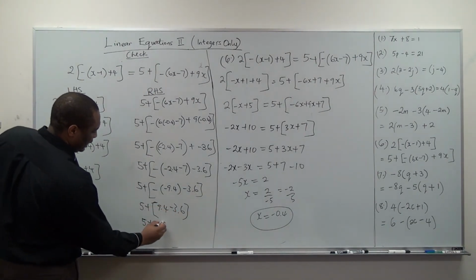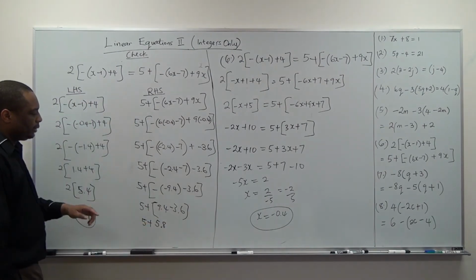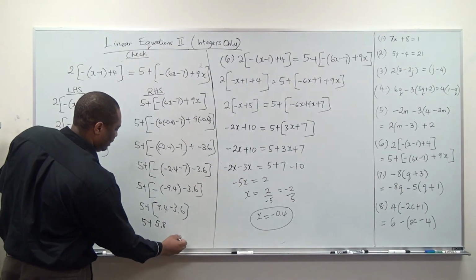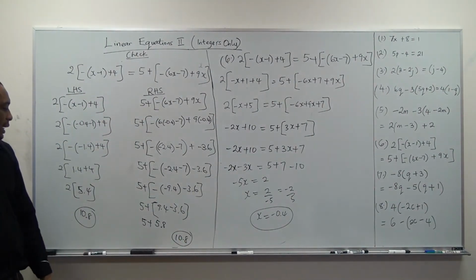14 minus 6 is 8 points, then 8 minus 3 is 5, 5.8. 5 plus 5.8 gives you 10.8. Your left hand side is equal to your right hand side.